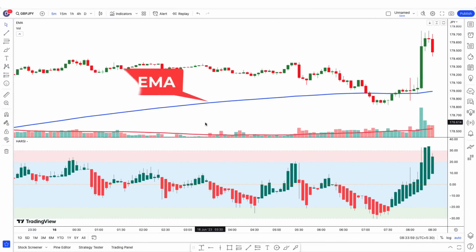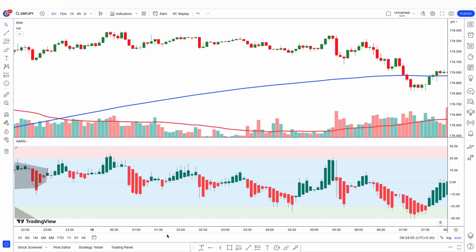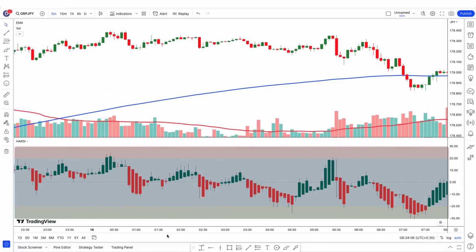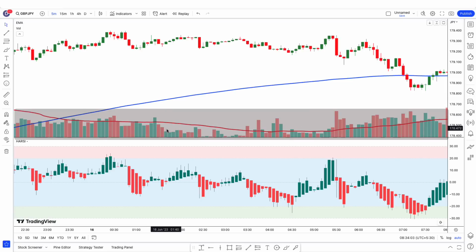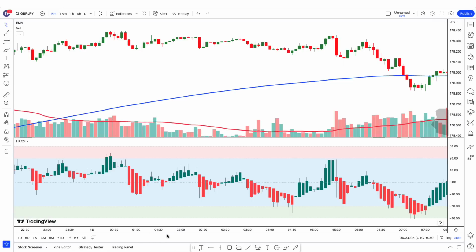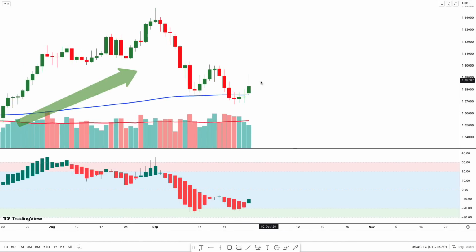First, we will be using the 200-period EMA to determine the trend of the market based on if the price is trading above or below the EMA. Next, we will be using the Heiken Ashi RSI oscillator to find the exact point to enter into a position. Finally, we will be using the volume indicator to determine if there is enough volume in the market to enter into the position.